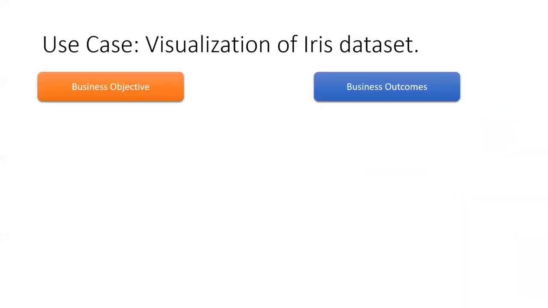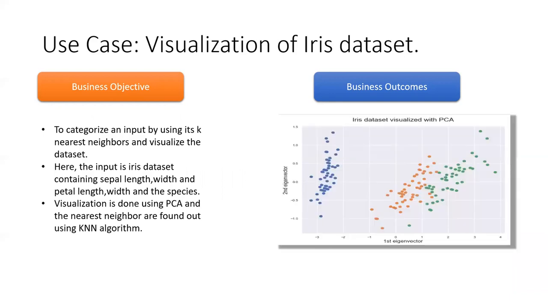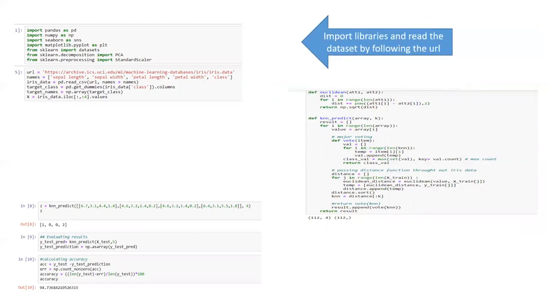The use case. The business objective is to categorize the input by using KNN and visualize the dataset. We get the respective visualization of the iris dataset using PCA like this. This is the code. First, we have to import the libraries and read the dataset by using the following URL here.